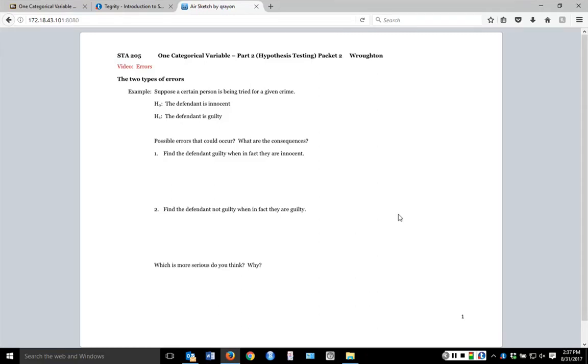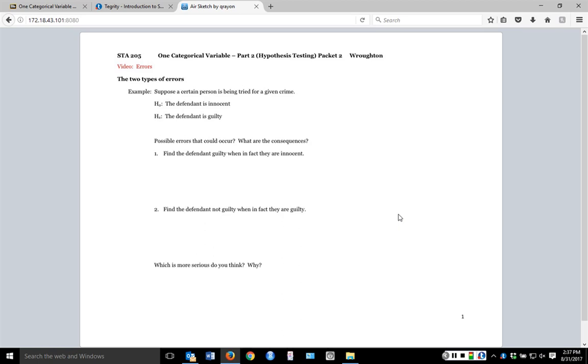Alright, so we've started talking about hypothesis testing in class, but one of the things that we have to talk about is whenever we're using data to make a decision, we're never 100% sure in our answer. And so when that happens, there's always a chance that we make an error.